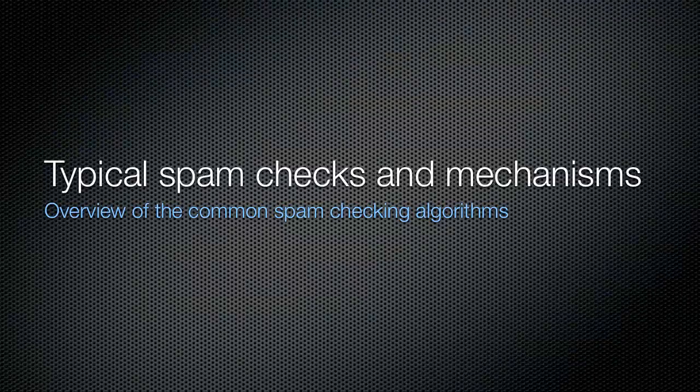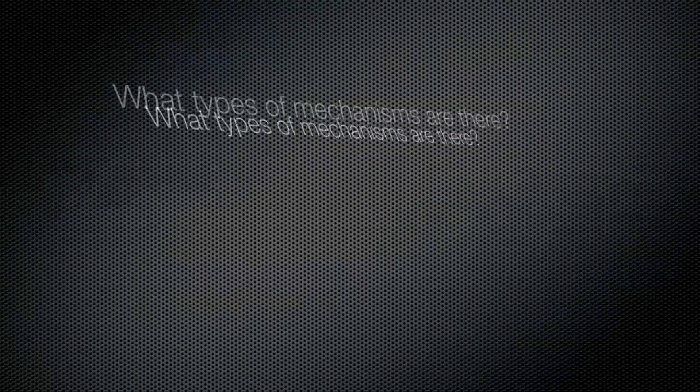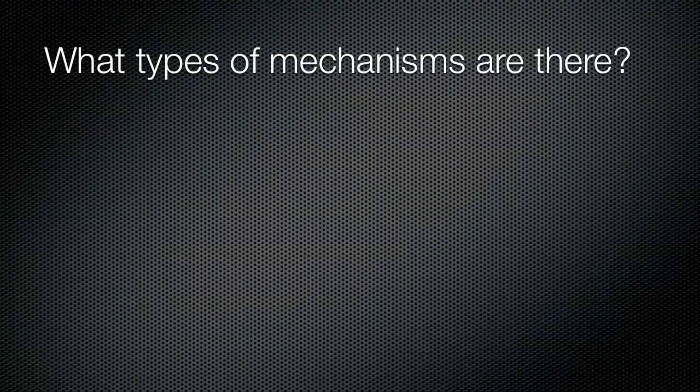Today, let's talk about spam checks and mechanisms for checking if a message is spam. This is a typical overview of common spam checking algorithms that are out there. So what types of mechanisms are there? Generally, even before your message comes in, somebody connects to you from another IP.